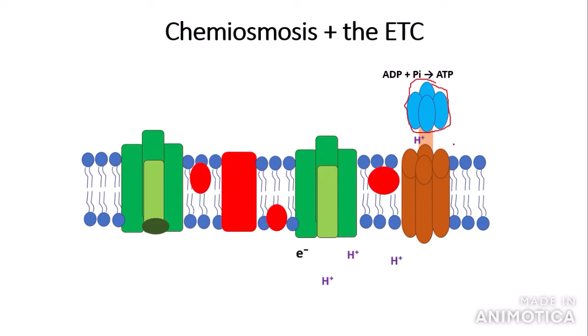Now, with these diagrams, I've demonstrated this using just one proton, but I think it's about 6 protons are required to produce a molecule of ATP. And obviously more electrons would be used, not just one.